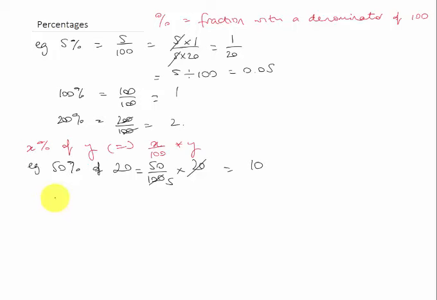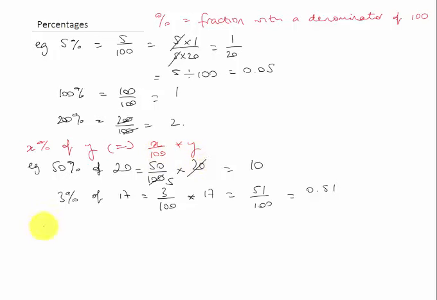Slightly more complicated example that maybe you wouldn't be able to just do off the top of your head. So let's say 3% of 17. So that means 3 over 100 times 17, which gives us 51 over 100. If you multiply 3 by 17, that gives you 51, or 0.51. So that's how you deal with that. So x% of y is the same as x over 100 times y.